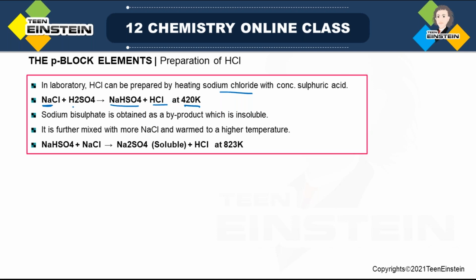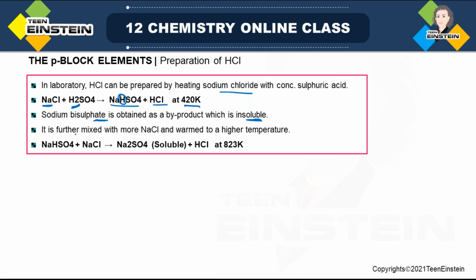Now, H2SO4 has two replaceable hydrogens present. That means the product that is generated still has one extra hydrogen which can be replaced by sodium. And this molecule is known as sodium bisulfate, or you can call it sodium hydrogen sulfate. This sodium bisulfate is the byproduct and it is insoluble. That means you can easily separate it by filtration.